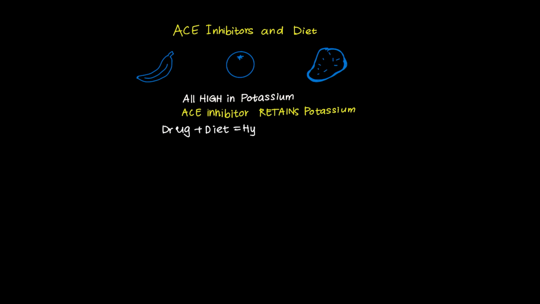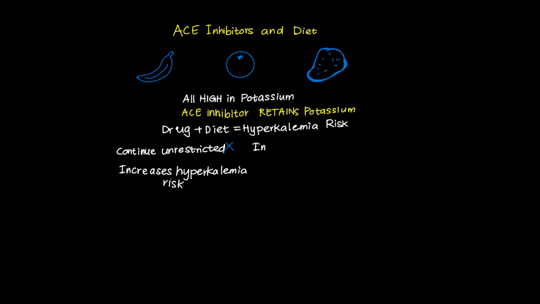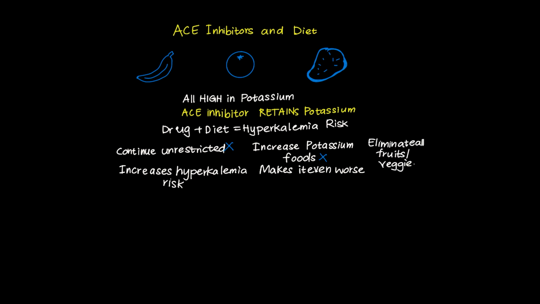The nursing instruction is to limit potassium-rich foods, not eliminate all fruits and vegetables, that is too extreme and nutritionally harmful, but specifically cut back on the high potassium items. Continuing without restriction ignores the compounding risk. Increasing intake of these foods would make the problem even worse.